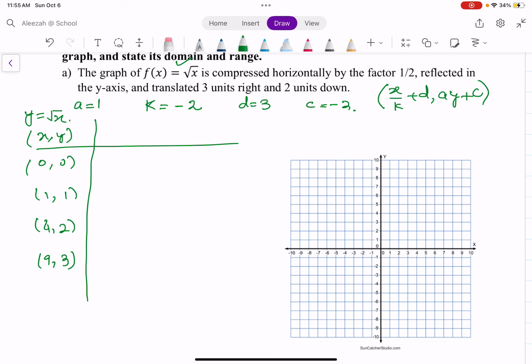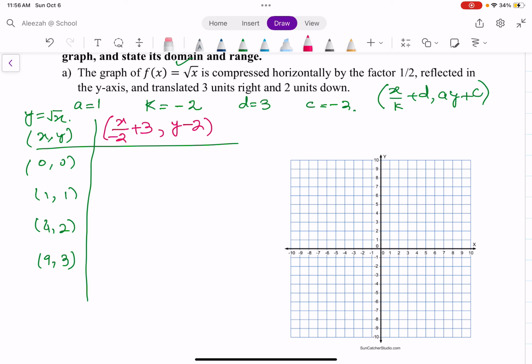Okay, so here what I will do, if I plug in my values of a, k, c, d, k is negative 2, so it means x over negative 2 plus d is 3, and then I have a, which is 1, so it's just y plus c, minus 2. Okay, now I use the points to figure out the new points, right?